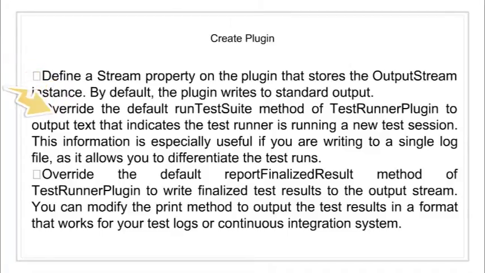The second thing that has been done is that I have overridden the default run test suite method of the TestRunner plugin to output the text that indicates the TestRunner is running a new test session. This information is useful if you are writing to a single log file, as it allows to differentiate between the test runs. The third thing is that I have overridden the default report finalized result method of TestRunner plugin to write the finalized test results to the output stream. Here you can modify the print method to output the test results in a format that works for your requirement.